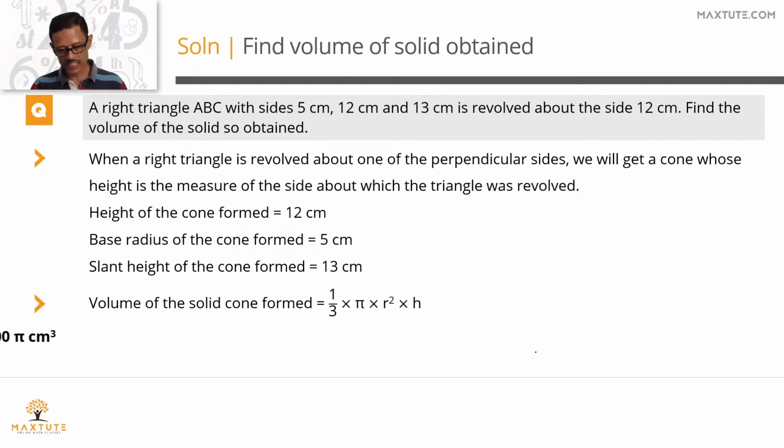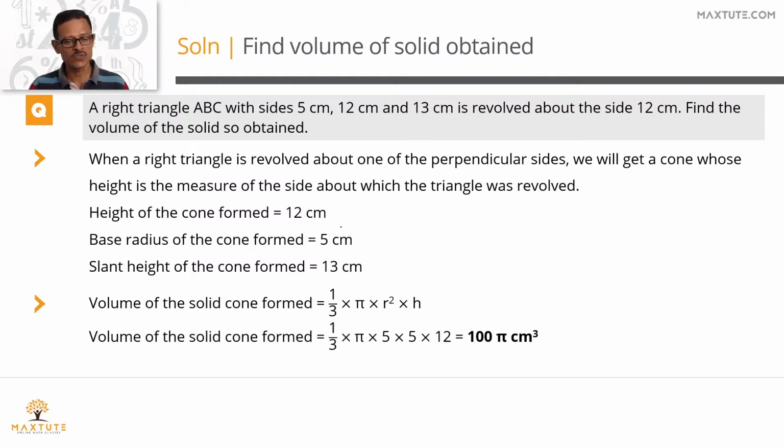Quickly summarize this bit of calculation in a printed form. Substitute r as 5 and h is equal to 12. The key is this first statement. When a right triangle is revolved about one of the perpendicular sides, what we'll get is a right circular cone. The height of the right circular cone is the measure of the perpendicular side about which we are revolving that right triangle. So answer is 100 pi centimeter cube.